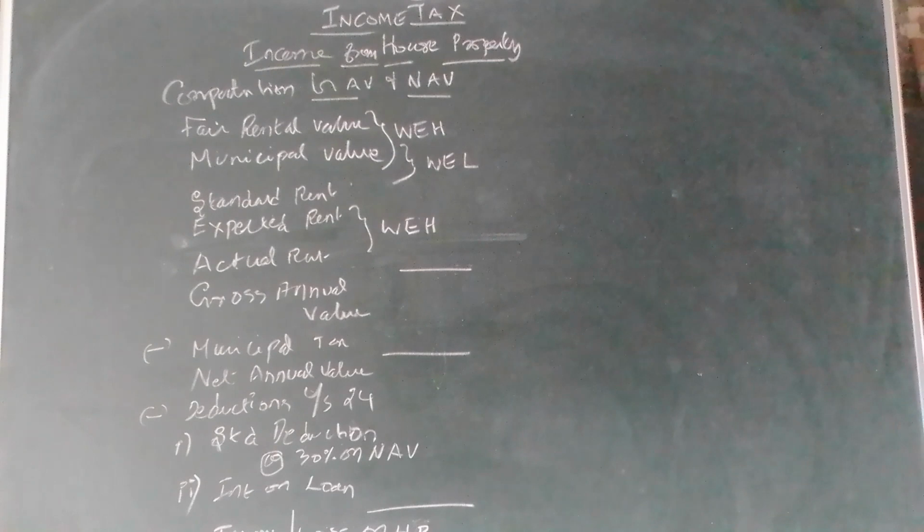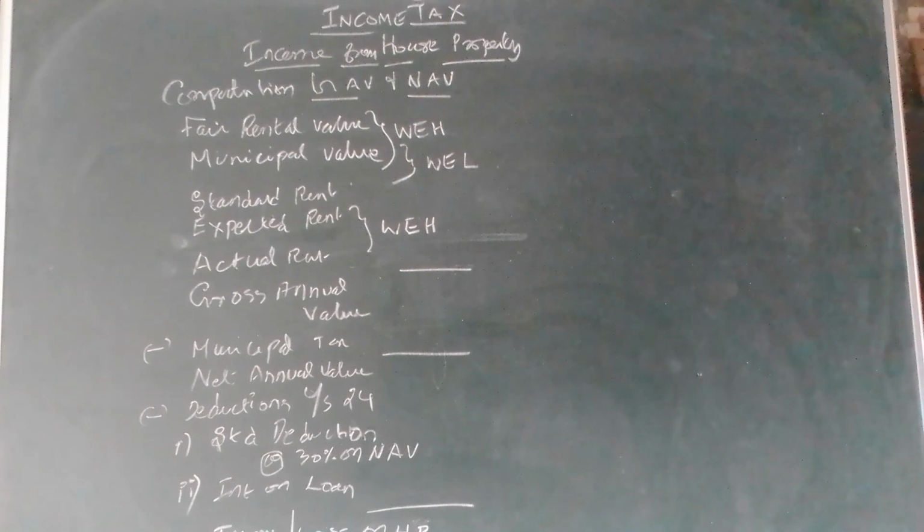I hope this format will help you calculate the income. See, we have to take fair rental value and municipal value, compare both items, and whichever is higher should be taken. If fair rental value is 40,000 and municipal value is 50,000, then 50,000 should be taken. In that way, these two items should be compared, and the higher value should not be more than the next one, standard rent. What is the meaning of that? The compared value should not be more than standard rent.